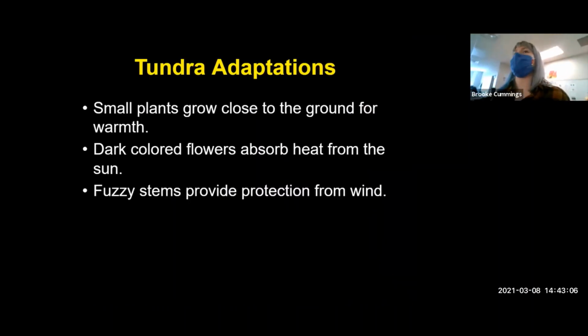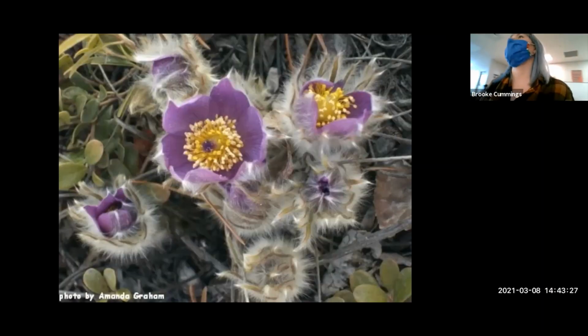Okay, so tundra plants are going to grow closer to the ground for the warmth that comes up from the earth. They're going to have darker colored flowers so they can absorb the heat. So remember, this is super cold. It's amazing that they live there in the first place. And then fuzzy stems to provide protection from the wind. So it's this cute little flower.